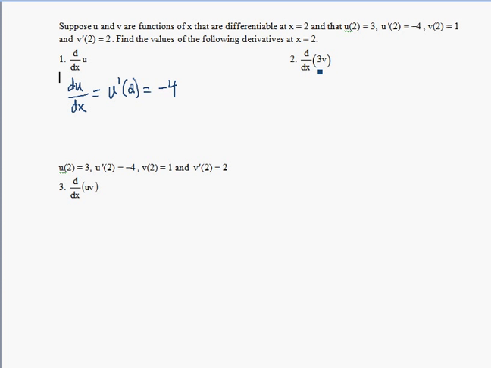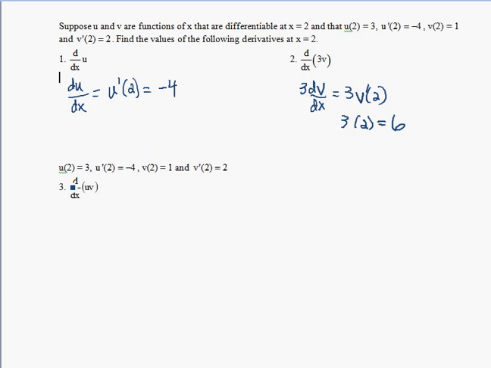Here, this constant multiplier just kind of gets in the way. I can rewrite it as 3 times dv dx, which is 3 times v prime. Well, we're finding the derivative at 2, so v prime of 2 times 3, and v prime of 2 is 2. So this is 3 times 2, which is 6. These are the same numbers. I just made them portable in the event that I needed to move down.